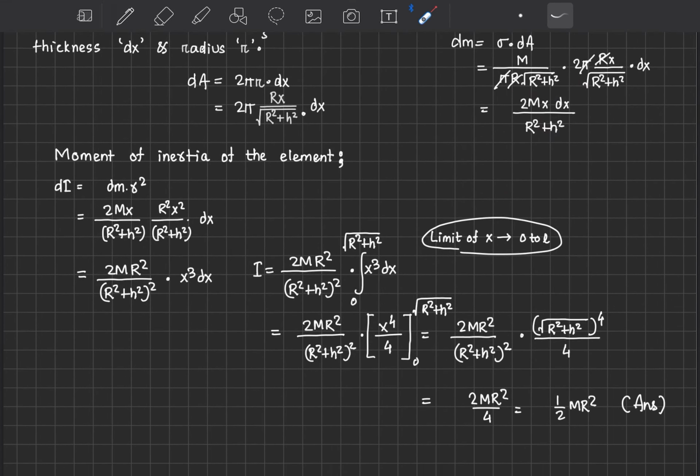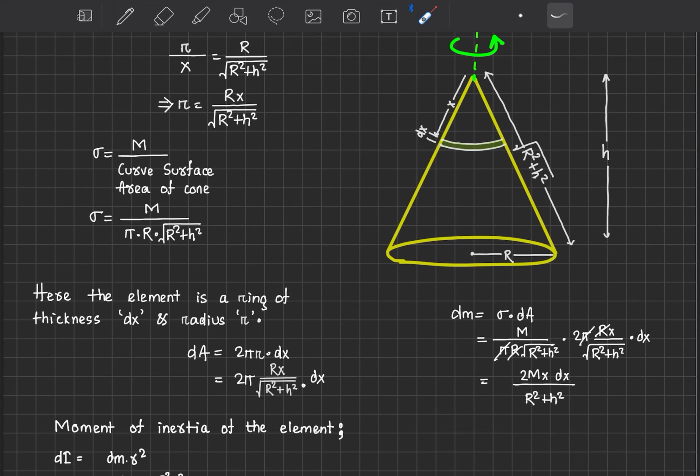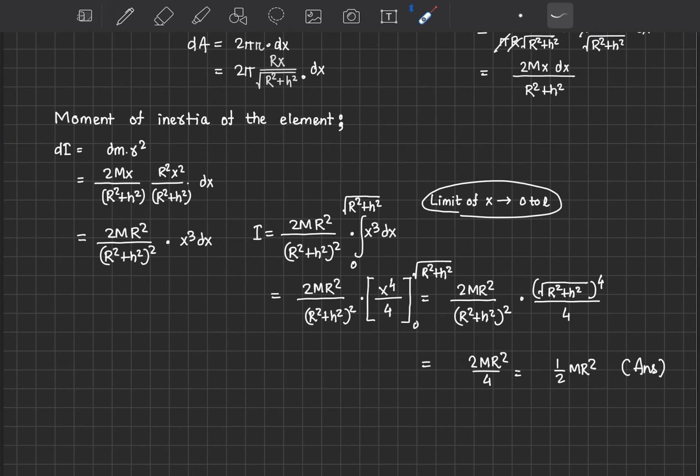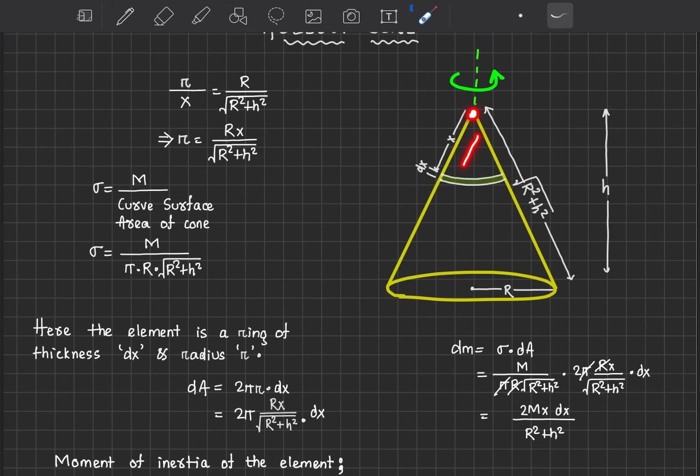Now let's calculate the moment of inertia. For this dm mass, this small ring portion, the formula for the moment of inertia of a ring is M r square. So here M is dm for this small element, into r square. Now putting the values of dm and r, we are integrating the total I. See, here there is one x square term and one x term, all other terms are constant. So we are integrating x cube dx, and our limit is from this point till the end of this point.